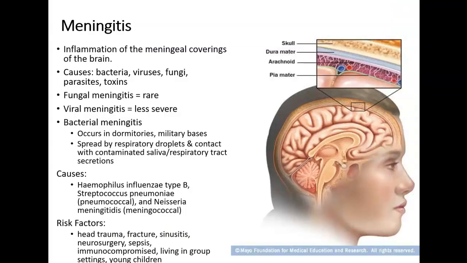So meningitis. You guys learned about the meninges, and you've learned about itis. Itis is inflammation, so this is an inflammation of the meninges covering the brain. There's multiple causes: bacteria, fungi, viruses, parasites, toxins. Fungal meningitis is very rare, still possible, but rare.